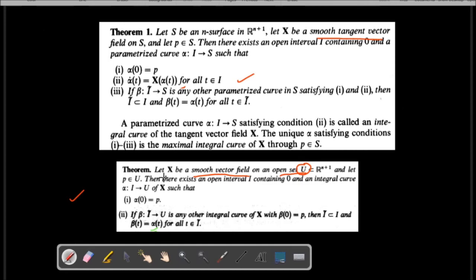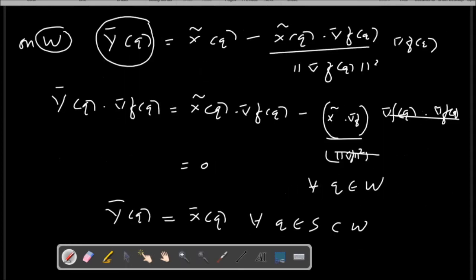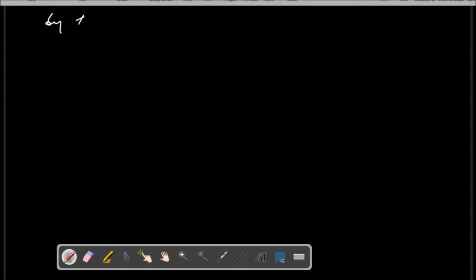If you have X, a smooth vector field on an open set U, then if you take any point P from U, there exists an open interval I containing 0 and an integral curve alpha. Since it is an integral curve, by the theorem you can have an integral curve alpha from I to W such that alpha of 0 is equal to p, and it is an integral curve.